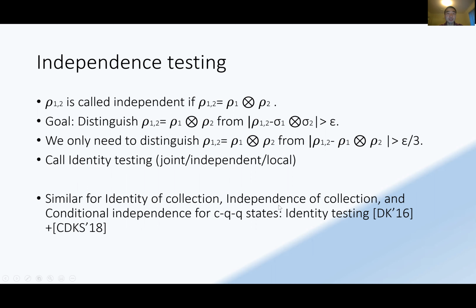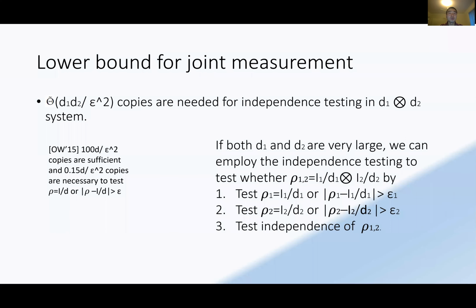Similar to the identity testing, for independence testing, collection independence and conditional independence, we have many results. And for the lower bound for the joint measurement for independence testing, we can actually show that sigma theta tilde d1 tensor d2 divided by epsilon square copies are needed for independence testing in a d1 tensor d2 system.